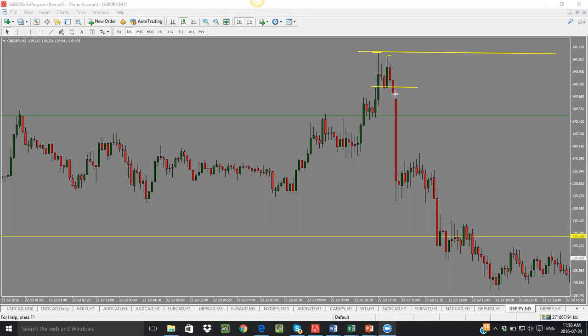So I would like to see some sort of an engulfing pattern here. See how we have two red candles here that take out this green candle. I like that. So I would place my trade here.